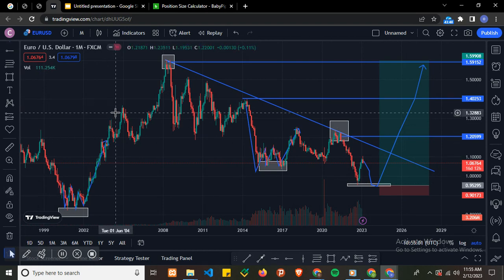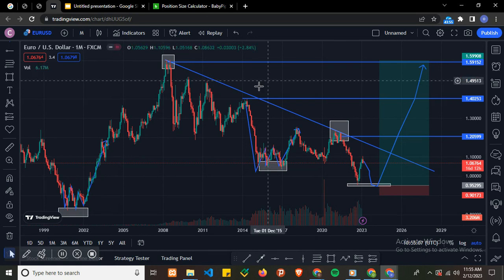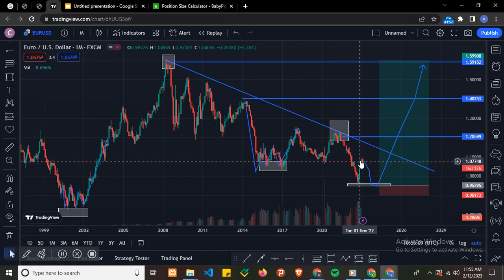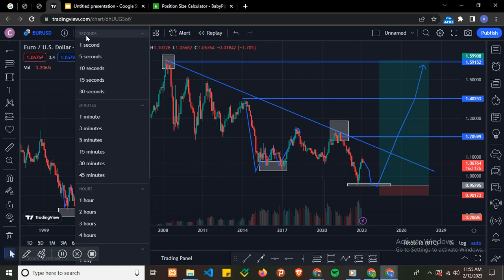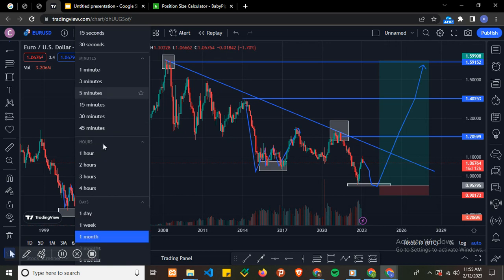Now, let's look. We are currently on the monthly time frame. We don't need to delete anything here since we already know that on the monthly time frame there is retracement going on. So the best thing is to move to the lower time frame, for day traders and swing traders. You can still enter your trade.